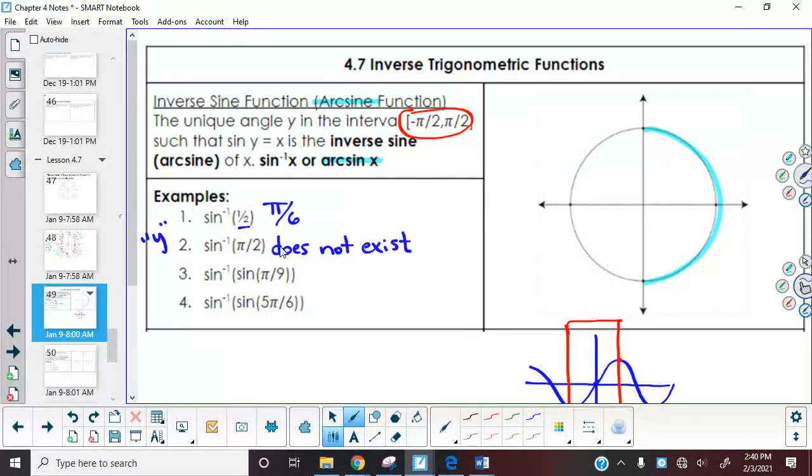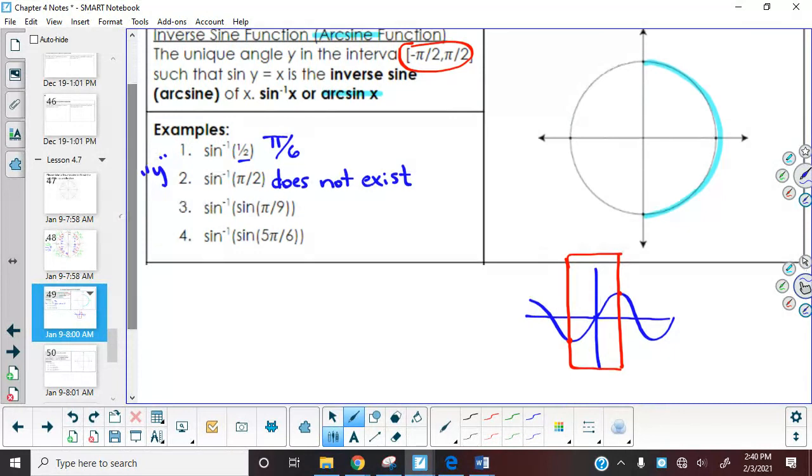It does not exist, okay? And another way to think of this is in our original sine function, in this little window that I just cut out, your domain is going to be negative pi over 2 to positive pi over 2, and your range went from negative 1 to positive 1. It bounced back and forth. And remember, if it's an inverse function, that domain and range is going to flip.